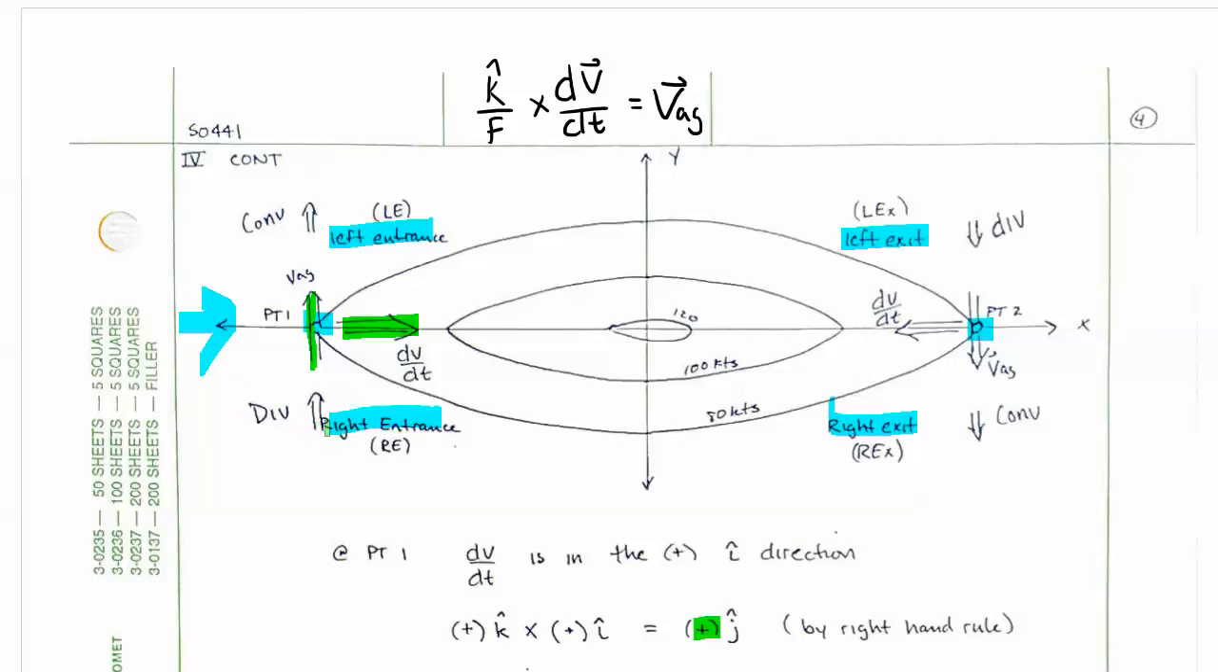Now look at it down here in the right entrance. This is slower, this is faster, so this car is running away from this car. So that means we have divergence here, and divergence supports upward vertical motion from below.